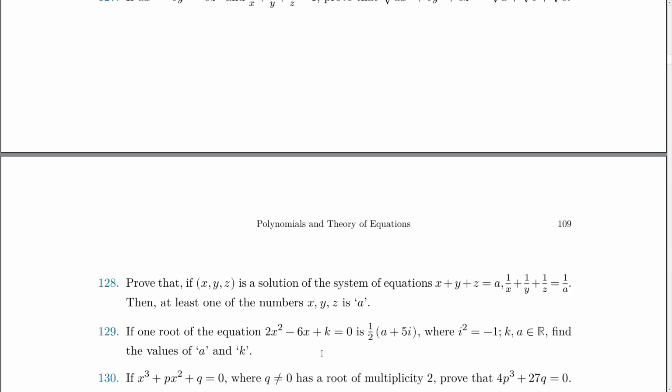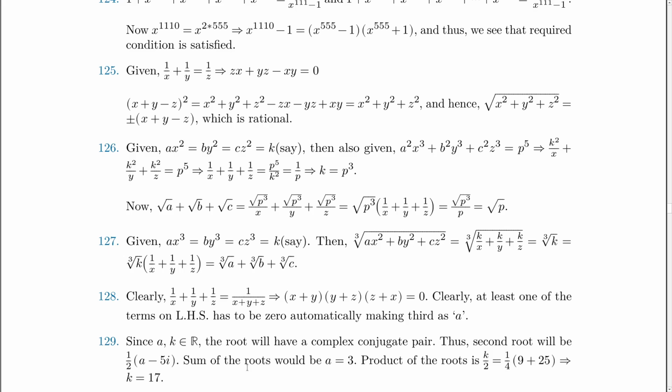Now we come to the last question of this set. If x cube plus px square plus q is equal to 0, where q is not equal to 0, has a root of multiplicity 2, prove that 4p cube plus 27q is equal to 0. Now by multiplicity, we mean that a root repeats. So there will be 3 roots of this equation, and one of the roots would be repeated.